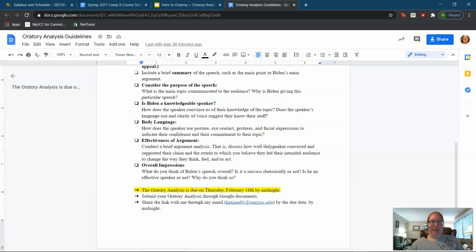effectiveness of argument. Conduct a brief argument analysis. So that is to discuss how well the speaker conveyed and supported their claim, and to the extent to which you believe they led their intended audience to change the way they think, feel, or act. And again, that part is thinking about the logos, ethos, and the pathos.